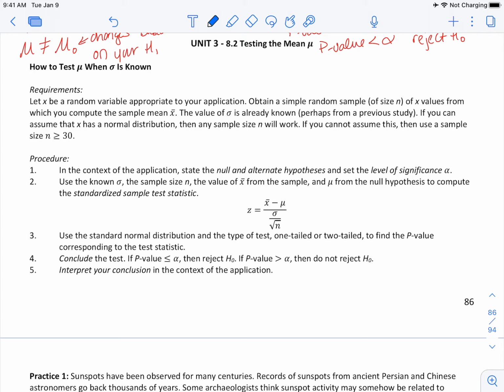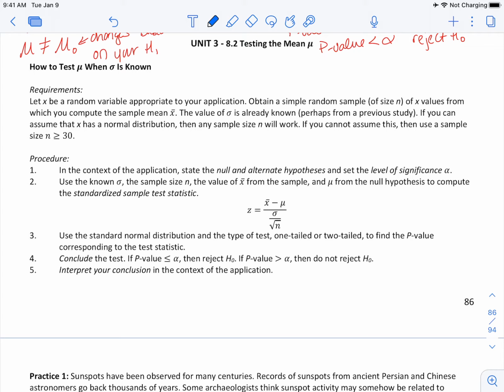The value of sigma is already known, perhaps from a previous study. If you can assume that x has a normal distribution, then any sample size n will work. If you cannot assume this, then use a sample size n greater than or equal to 30. So we're going to state our null and alternative hypotheses and our level of significance alpha.